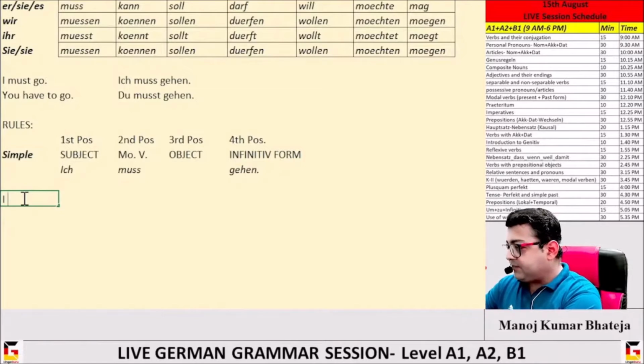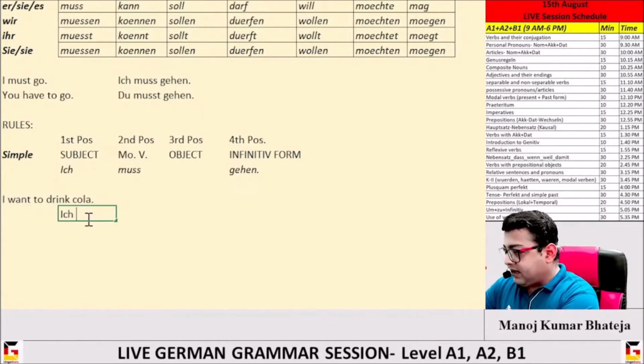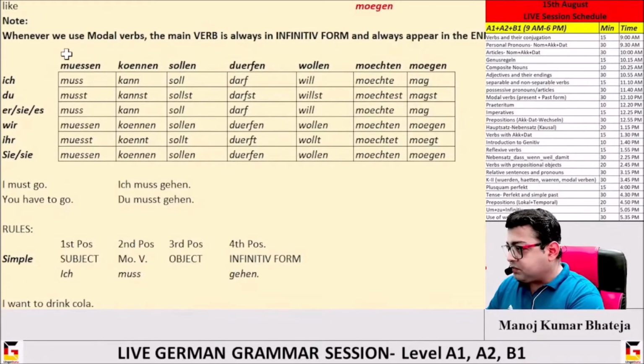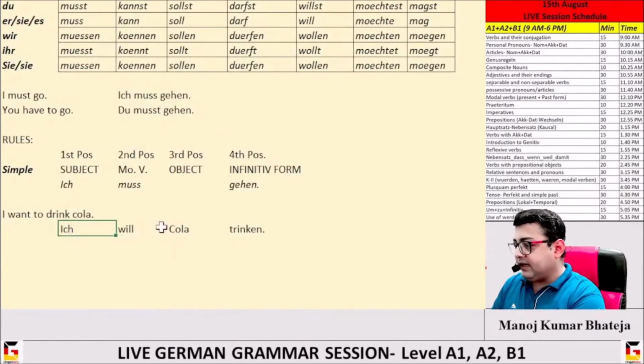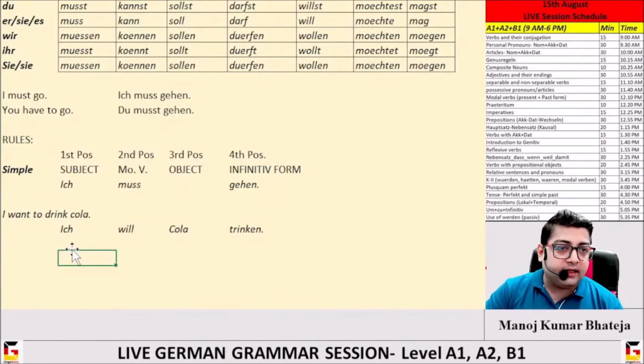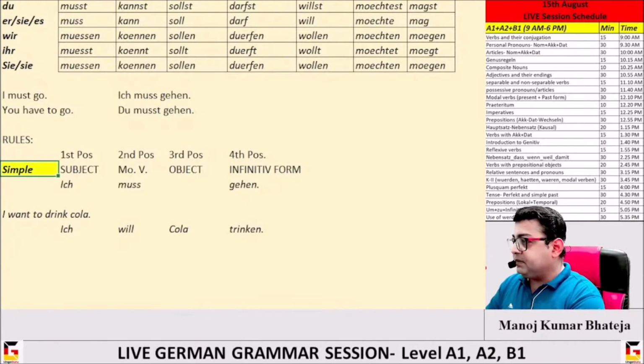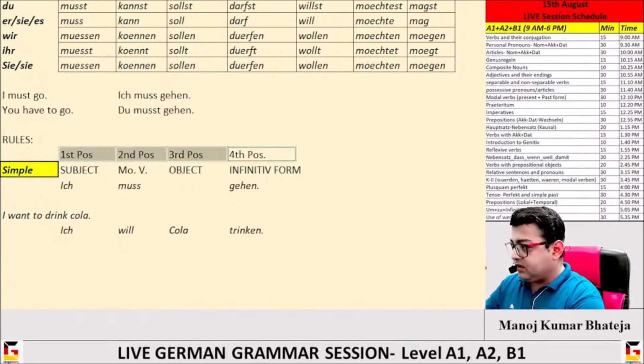Okay. I want to drink cola. Now, in this sentence, I have a subject. So, ich, want to is wollen. Ich will. The verb is will. Object is cola. And the last main verb we have is trinken. Ich will cola trinken. Right. This is my simple sentence. If I want, okay, let me just align this one in a different way.